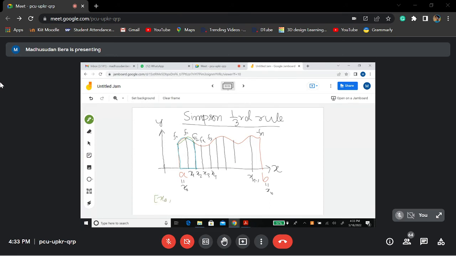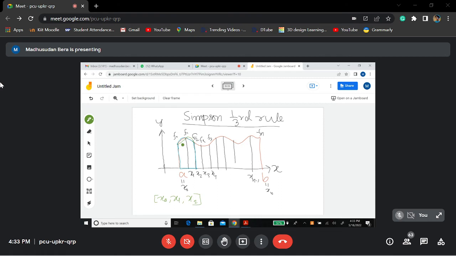Suppose x0, x1, x2, this sub-interval we are considering. Two consecutive sub-intervals we are considering. And these are approximated through 3 points by a Lagrange polynomial of degree 2. Instead of the function, we approximate it by a Lagrange polynomial of degree 2, because with 3 data points, the polynomial will be of degree 2.